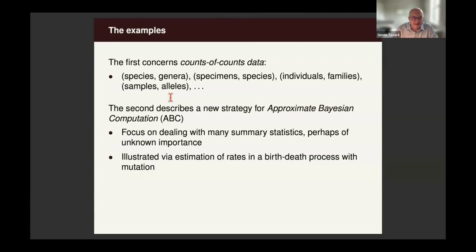Species in genera, specimens in species, individuals in families, samples and alleles, and so on. Counts of counts data are sort of standard fare for statisticians. And the second one is, what I'm going to try and do is give you a very, very touchy-feely sense of what a new version of approximate Bayesian computation looks like.